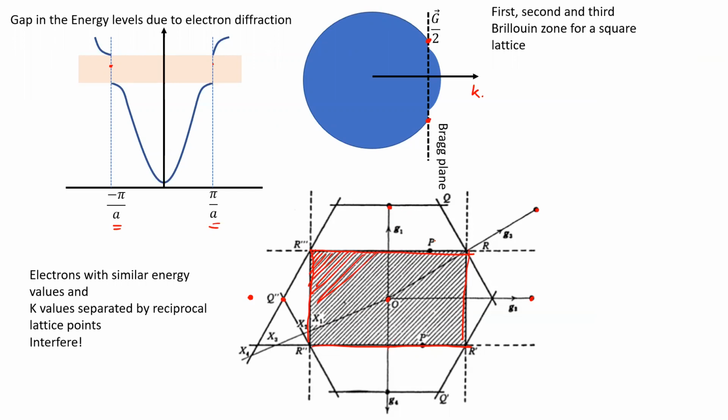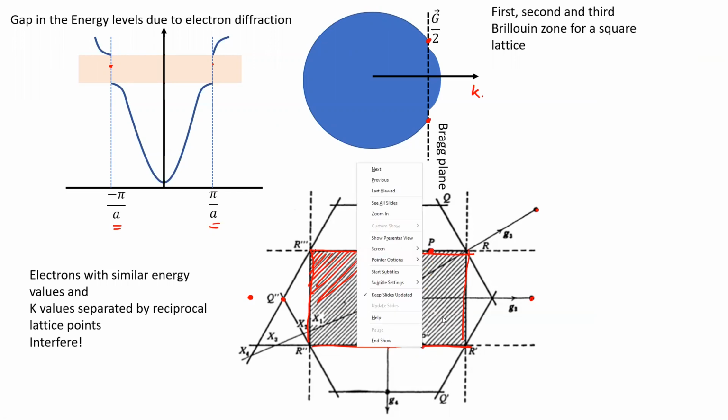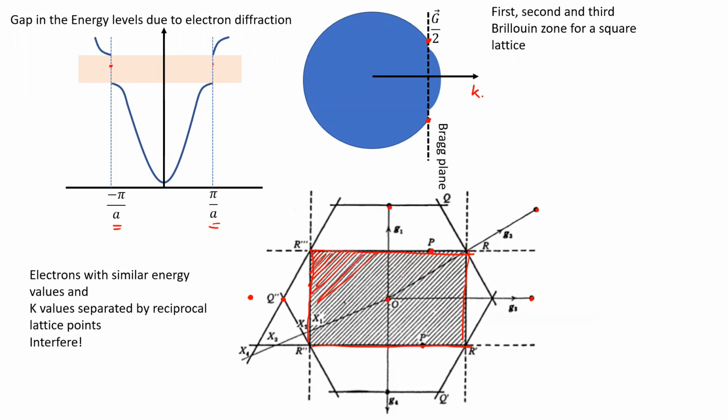So here you can clearly see there are 2 points, P and P prime, which are of equal energy. They are separated by one reciprocal lattice vector, right? So this is G by 2 in one direction. This is G by 2 in another direction. The summation of these two will be G, correct? So P and P prime are points which are separated by a reciprocal lattice vector. So they should start to interfere, right?